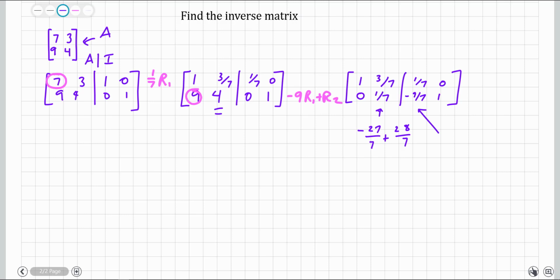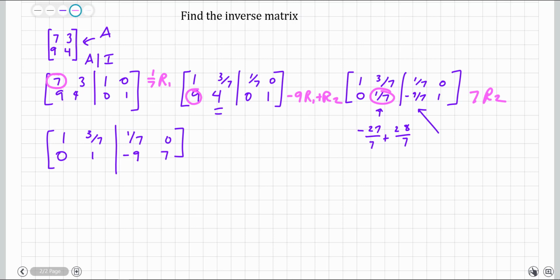All right, so continuing right along, I need to turn that into a 1. So I could do that by taking 7 times row 2. Again, I am not changing row 1. I'm just going to rewrite it. But then row 2, I'm going to take and multiply each value times 7. So 7 times 0, 7 times 1/7. Sorry for my horrible handwriting. That's -9/7 times 7. And then finally 7 times 1.